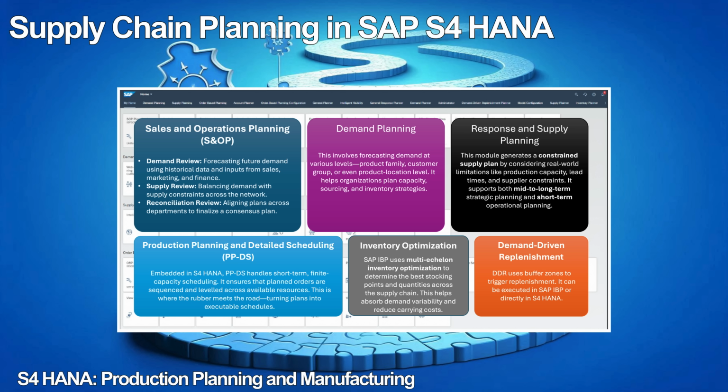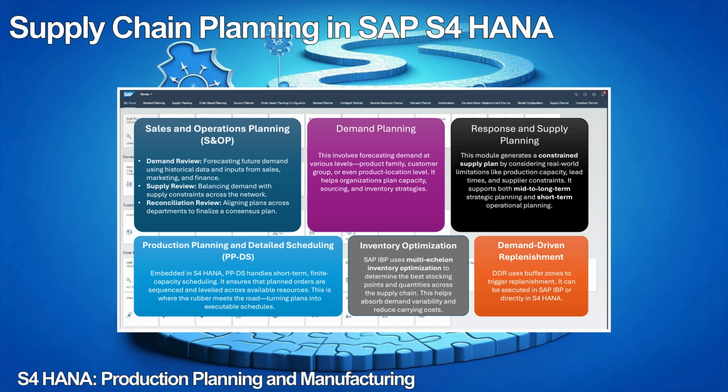Secondly, demand planning. This involves forecasting demand at various levels, product family, customer group, or even product location level. It helps organizations plan capacity, sourcing, and inventory strategies. Thirdly, response and supply planning. This module generates a constrained supply plan by considering real-world limitations like production capacity, lead times, and supplier constraints. It supports both mid- to long-term strategic planning and short-term operational planning.